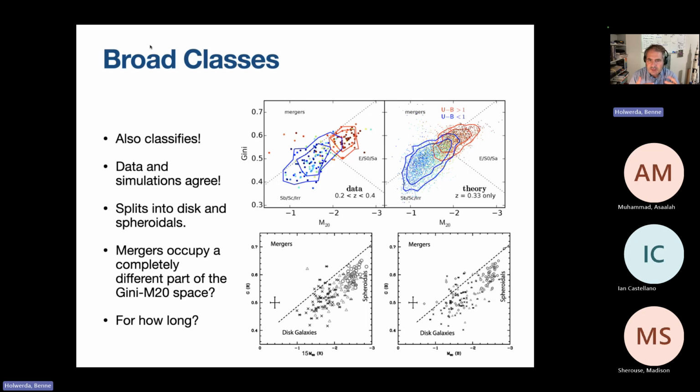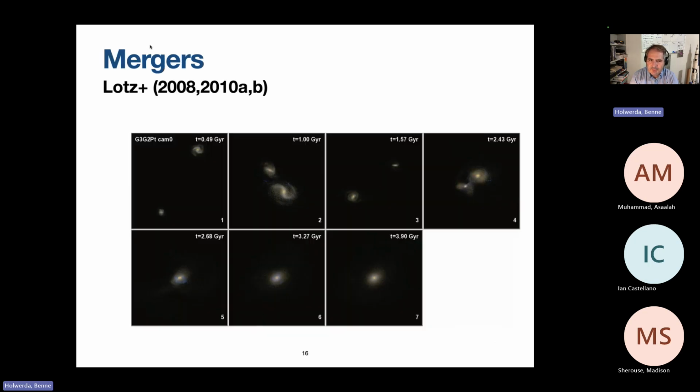And so you can imagine that there's a spiral collision, they merge, and eventually they're an elliptical. So how long do they spend above that dashed line? How long are they in that merger part of parameter space? Jennifer Lotz actually followed this up with a slew of simulations where at different times she measured the morphology of the two merging galaxies and identified how long they were visible morphologically as an identifiable merger.